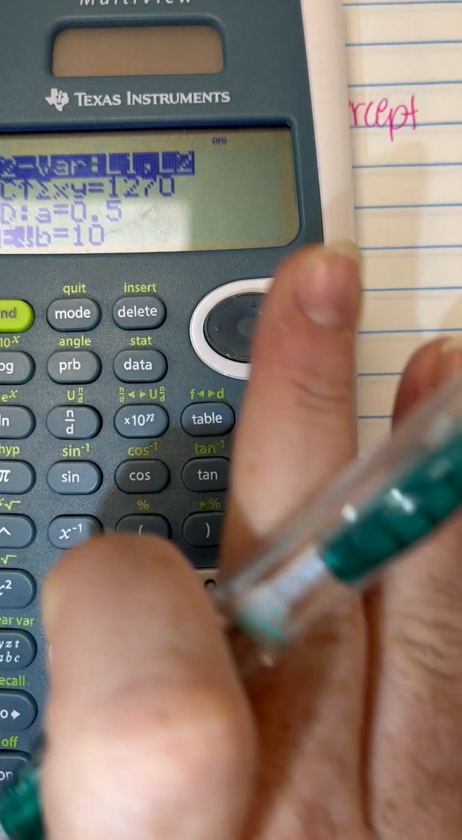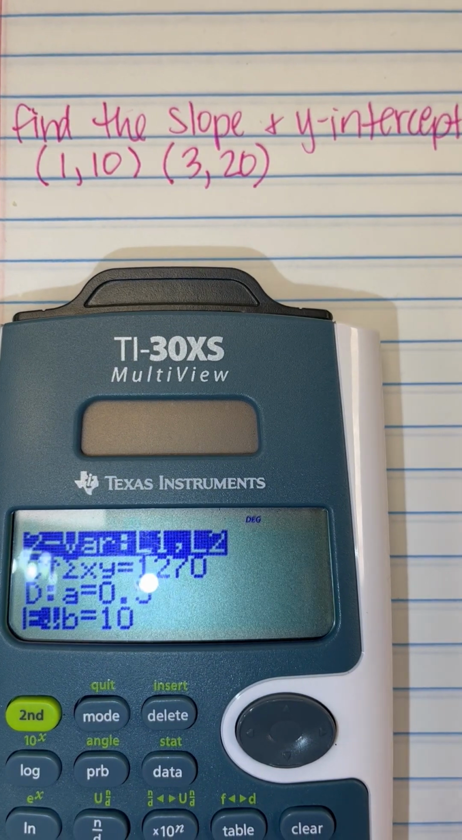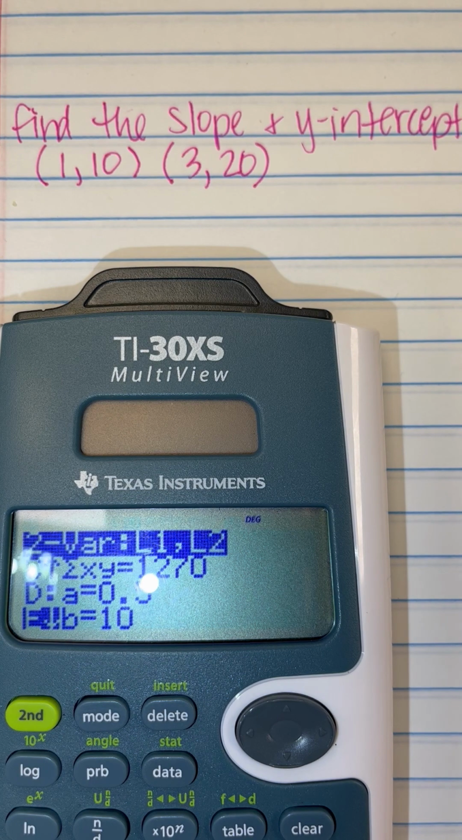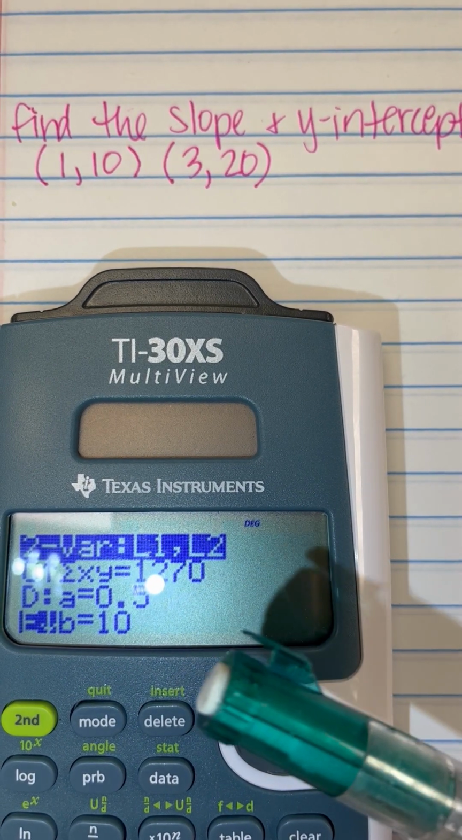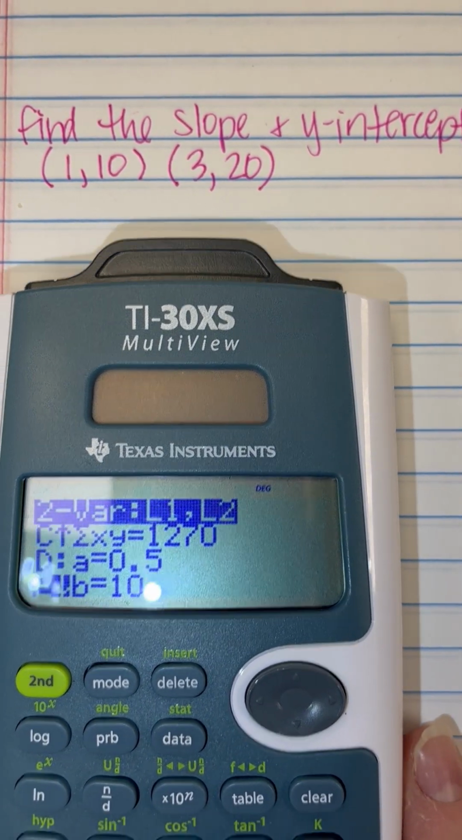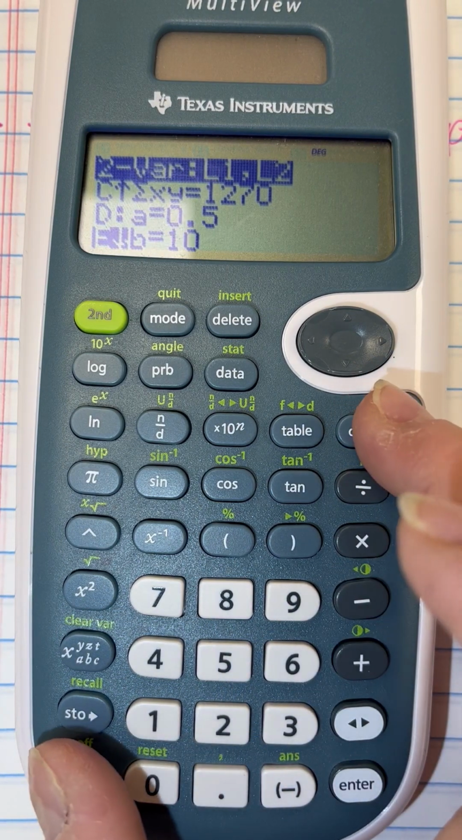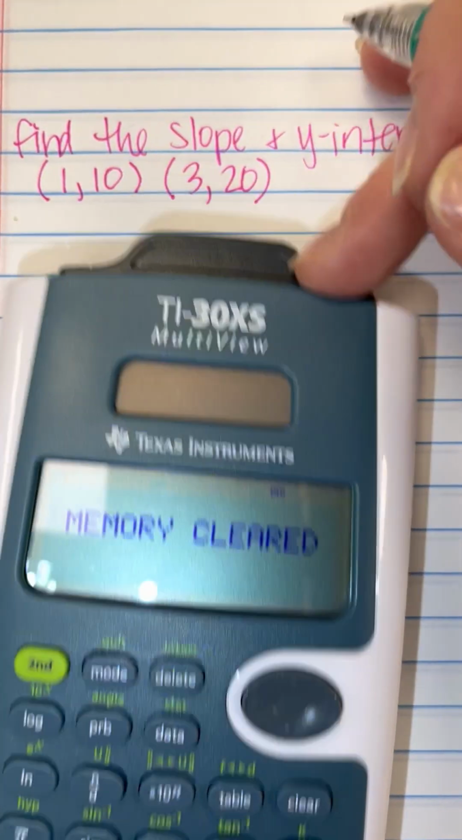Let's look at one other problem really quickly. Find the slope and y-intercept. This time I don't give you a table. I just have 2 points, but I want that equation, that y equals mx plus b. First of all, I've got all this data already in here. We need to clear that. What is the quickest, easiest way to clear your calculator? Hit clear and on at the same time. Memory cleared, so we're good.